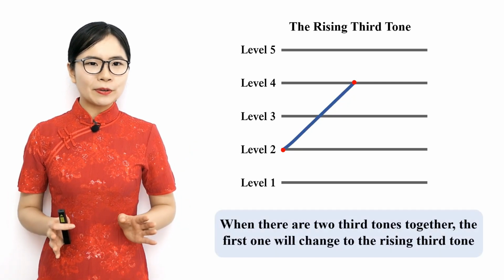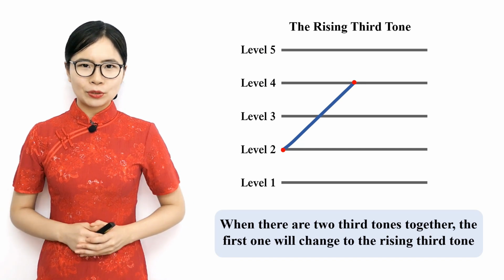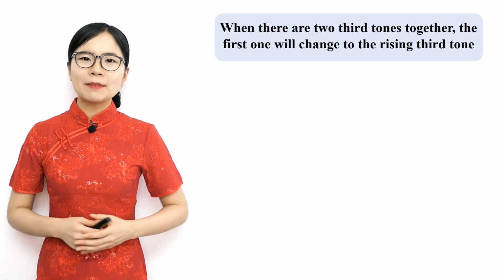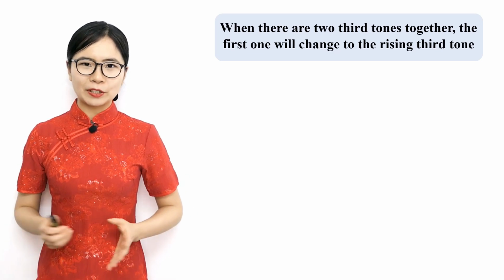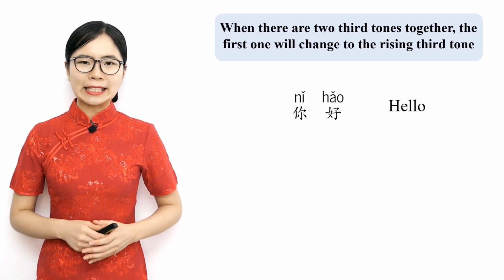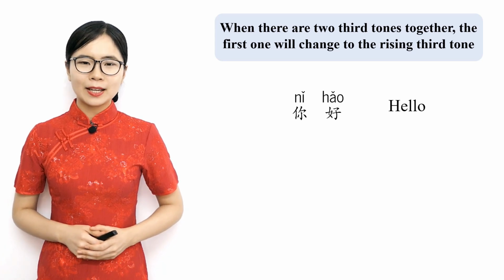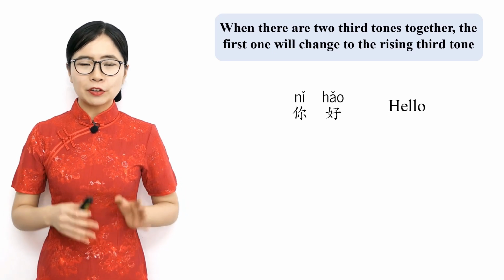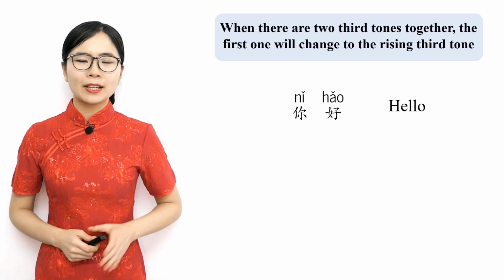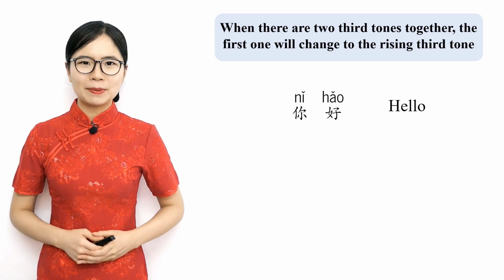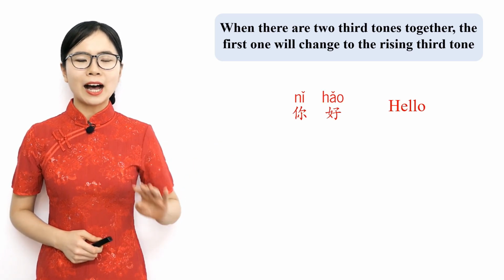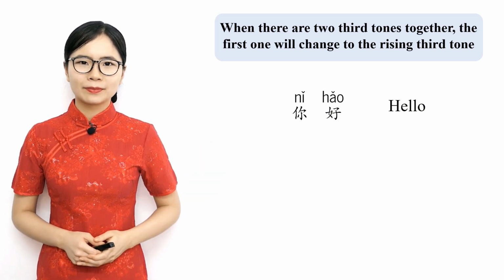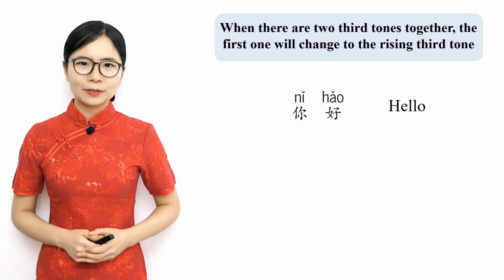When there are two third tones together, the first one will change to the rising third tone. It takes a whole lot of time and effort to say two third tones in a row. For example, 你好, hello. So even when speaking at a slower speed, people might change the first third tone to a rising third tone. 你好. Please repeat after me. 你好 你好 hello.